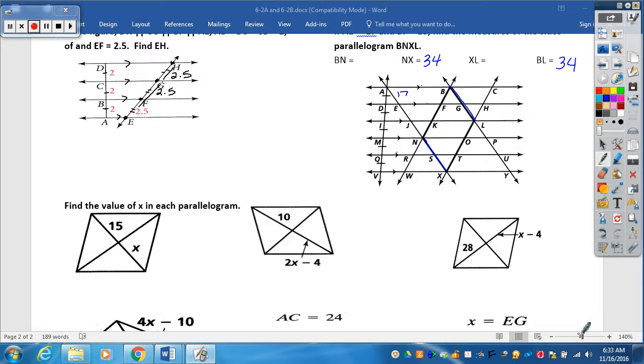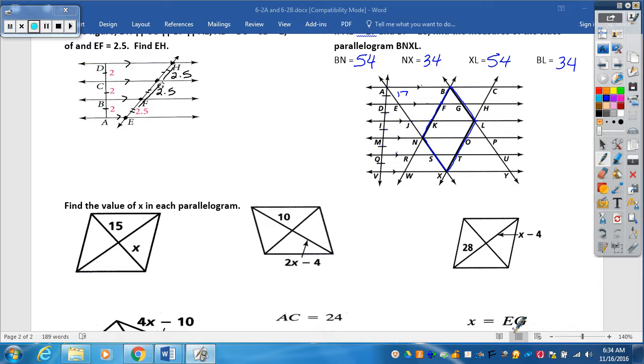Now the next one's a little bit easier. Let's see here. BF has a length of 18. So this length here is 18. So I know that this length here is 18. And then this length here is also 18. 18 times 3 is 54. And so BN has a length of 54. Okay. Again, this is a parallelogram. So what is the length of XL? It's also 54 units long. Okay. So again, just applying that if we have parallel lines, it breaks it up evenly. Pretty simple.